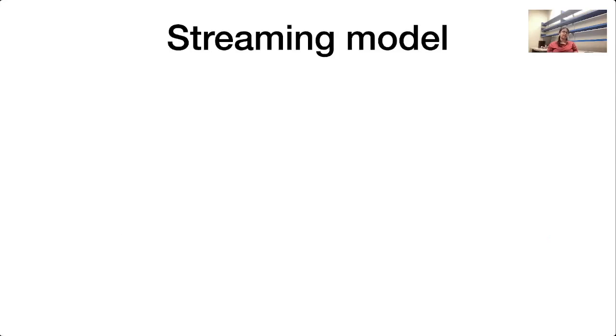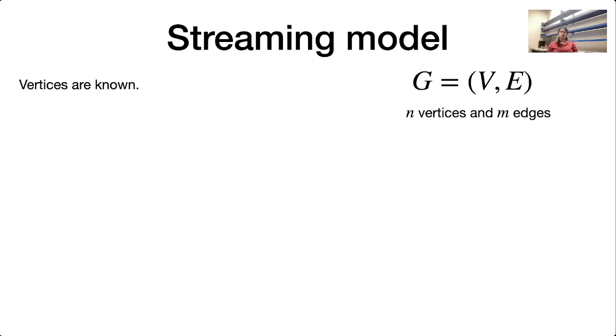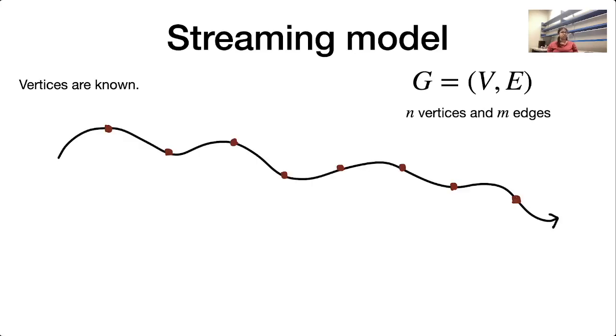Let me begin by introducing the streaming model. We have a graph G with vertex set P and edge set E, with n vertices and m edges. The vertex set P is already known to us, but the edge set E is not given. The edges appear one by one in some arbitrary order. That is, edge E1 appears, edge E2, edge E3, and so on, all the way till edge Em. This order can be anything.